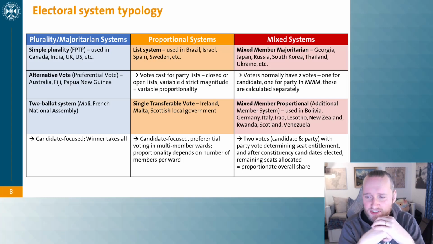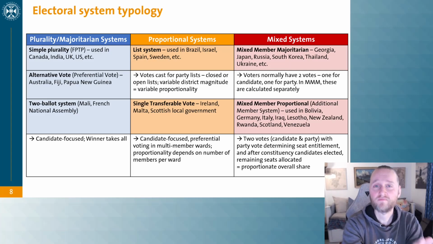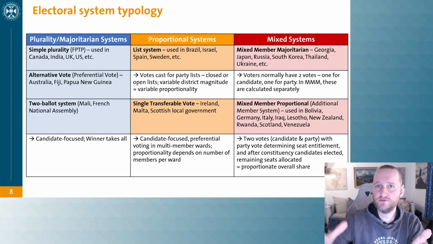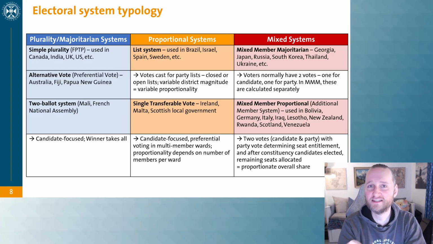And we have mixed member proportional, such as in my home country of Germany, for example, also practiced here in Scotland, Venezuela, or New Zealand. Lesotho, we're going to talk about in one of the coming slides, where you tend to also give 2 votes, one for a candidate and one for a party. And then normally what's done is the candidates are seated first, and then additional seats are used to compensate for disproportionalities from this winner takes all first past the post system that assigns district seats. We're going to talk about that in greater detail on one of the later slides.